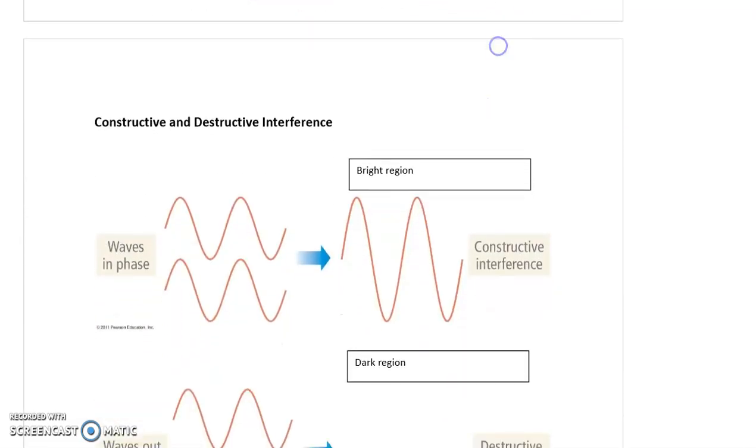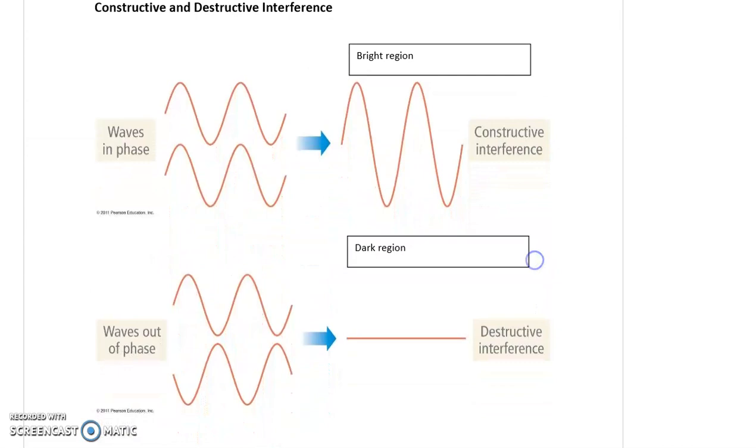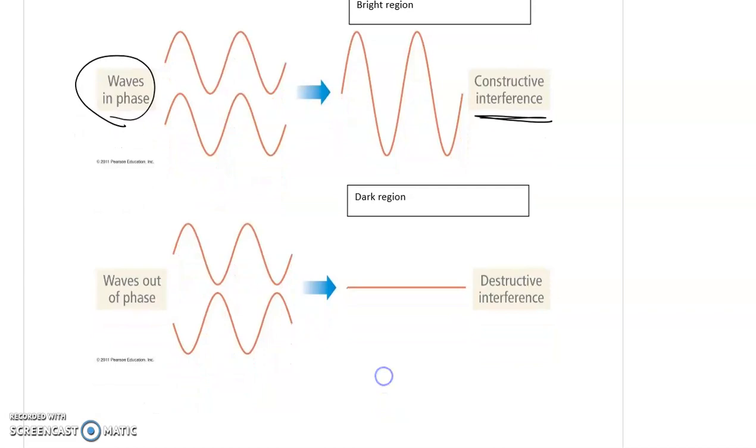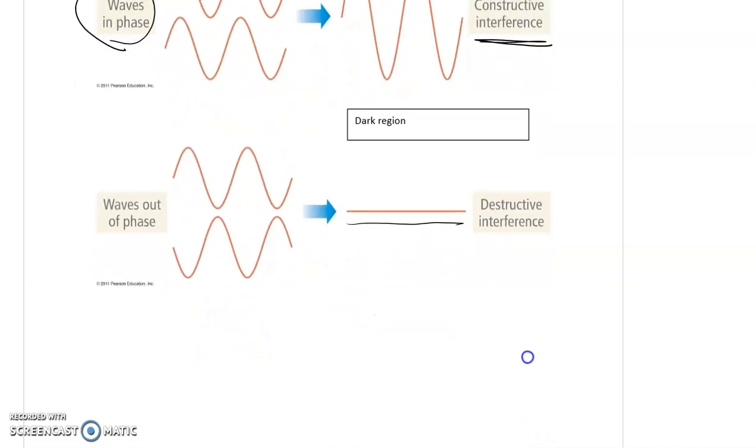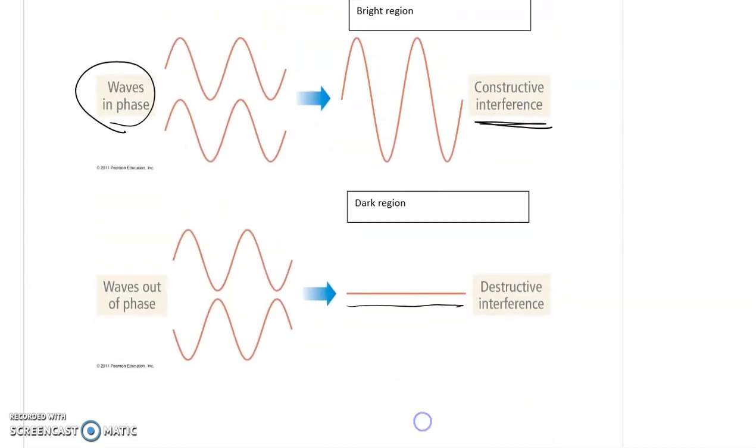But what's important for a future chapter is that if waves are in phase, it's called constructive interference. So your amplitude just got a lot higher, and that's where you see your bright region. When waves are out of phase, you actually have a dark region. It's kind of like they canceled each other out, and you got this straight line. So that's the takeaway I want from that portion of this module.